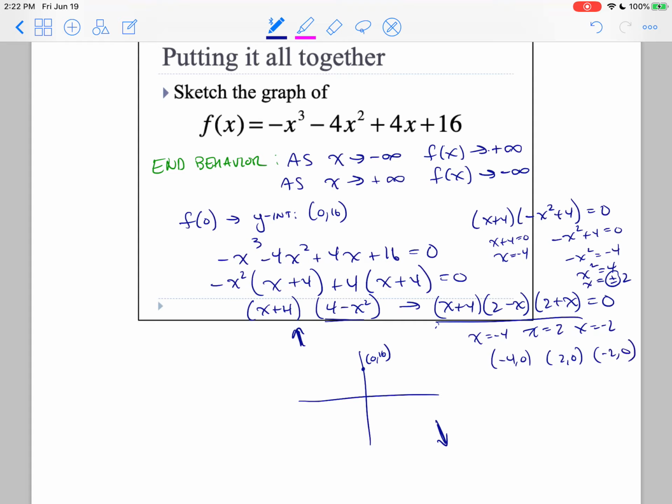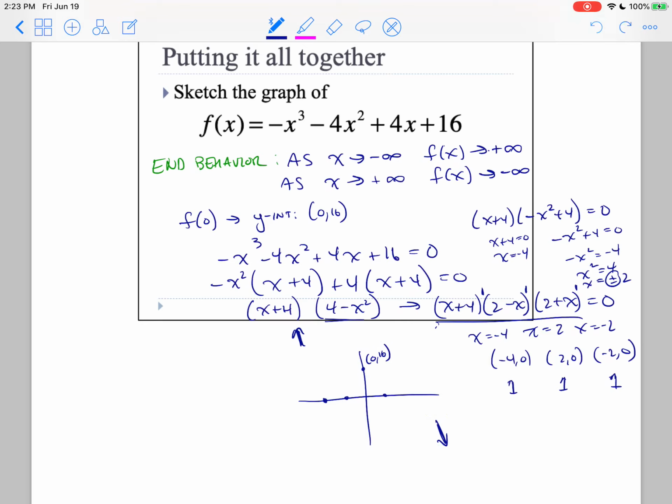Those are my zeros, so I would write them as ordered pairs because I'm going to put these on a graph. Okay, so at negative 4, I have a 0. At negative 2, I have a 0. And at 2, I have a 0. And you can see that the multiplicity of each of these zeros is 1, and there's no extra exponent here. So the multiplicity of each of these zeros is 1, which means that I'm going to go through the x-axis each time.